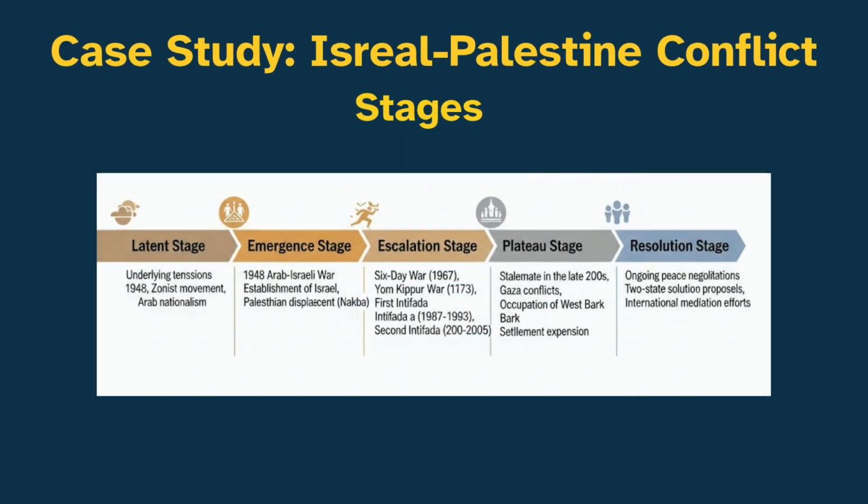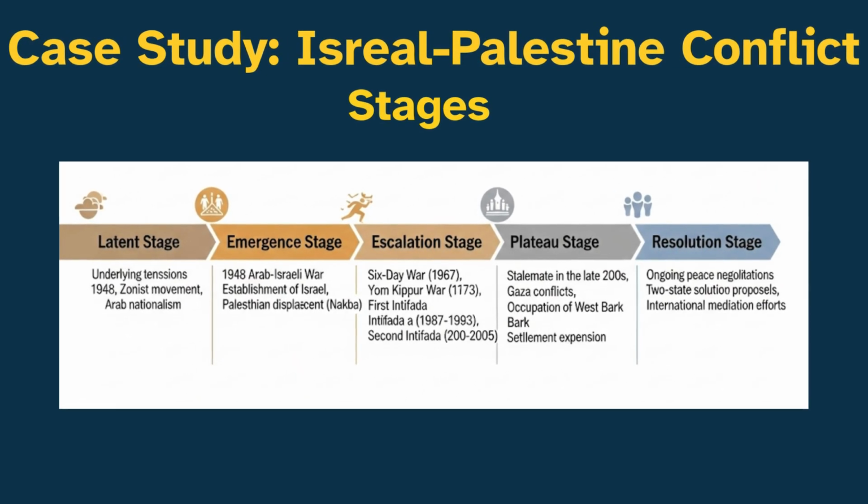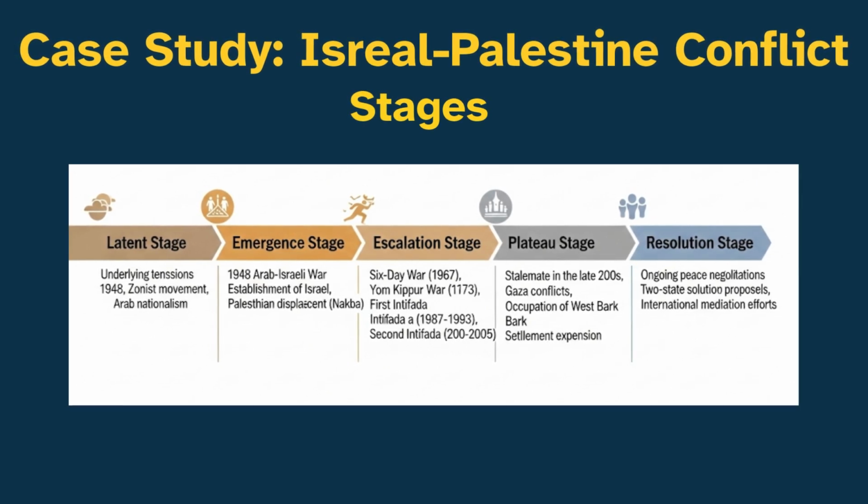The Israeli-Palestinian conflict can be viewed through distinct stages. It began in a latent phase of underlying tensions and competing nationalisms. The emergence stage saw the 1948 Arab-Israeli War and the displacement of Palestinians. This escalated into periods of intense conflict, reaching a plateau of prolonged stalemate with ongoing tensions, before the current focus on a potential resolution stage with peace negotiations and proposed solutions.